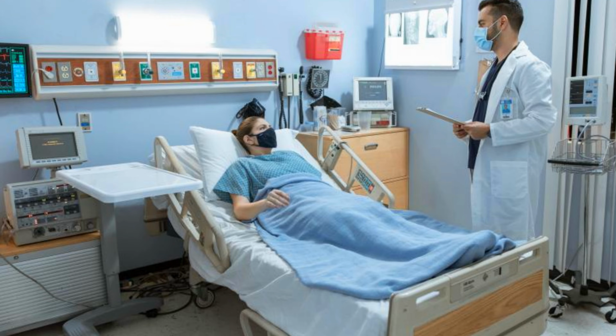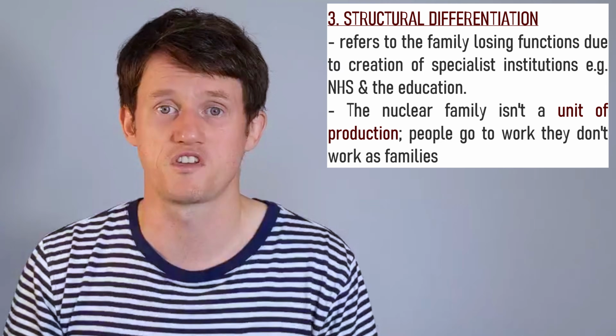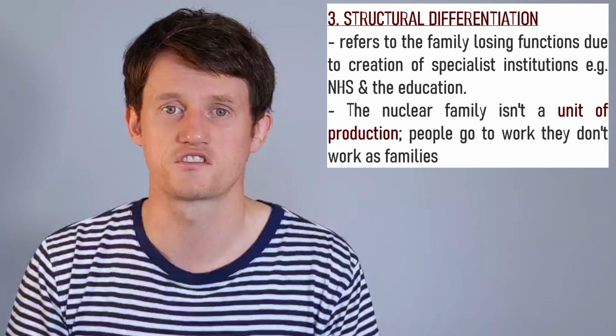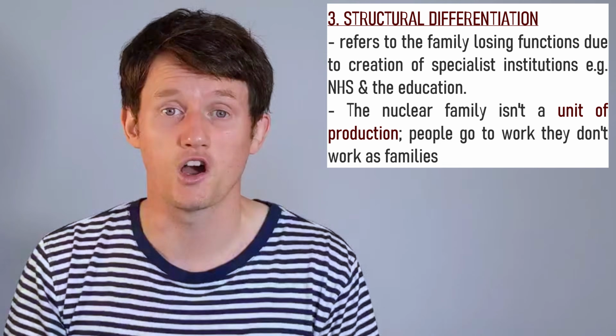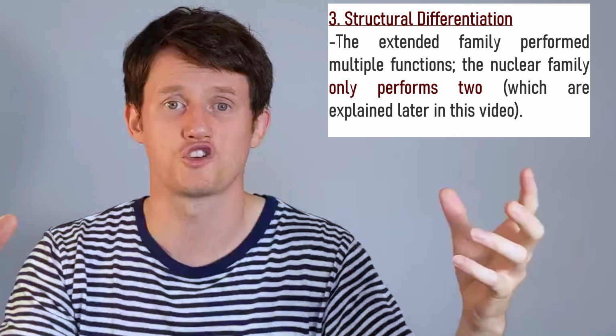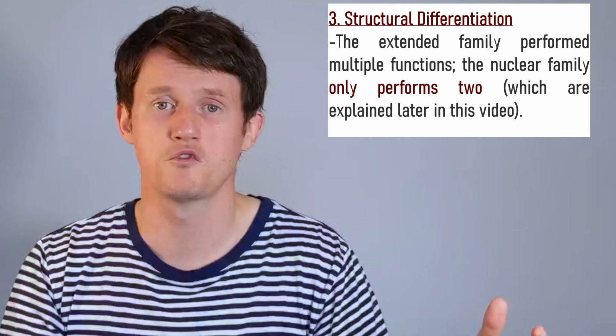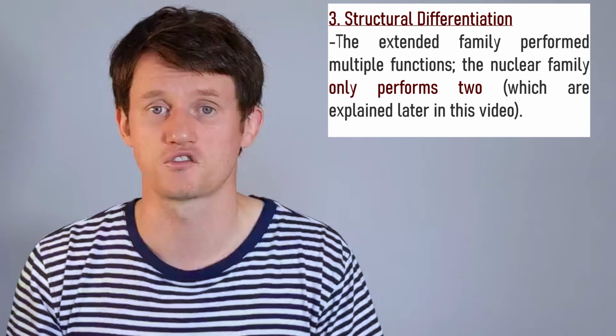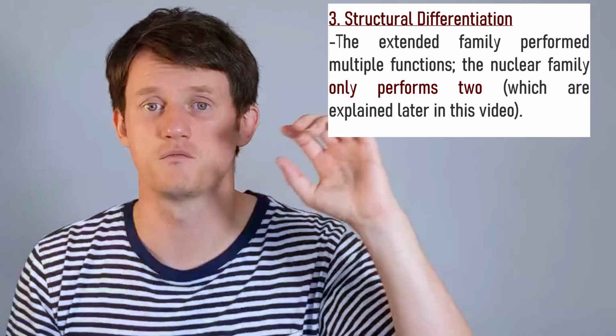So healthcare, obviously universal healthcare was being gradually introduced, education was being gradually introduced. So the family didn't need to be as large. We didn't need the big extended family because the roles and jobs that the family performed were much smaller. Families weren't working together in the sense of producing things on a farm, they were going to work somewhere externally.